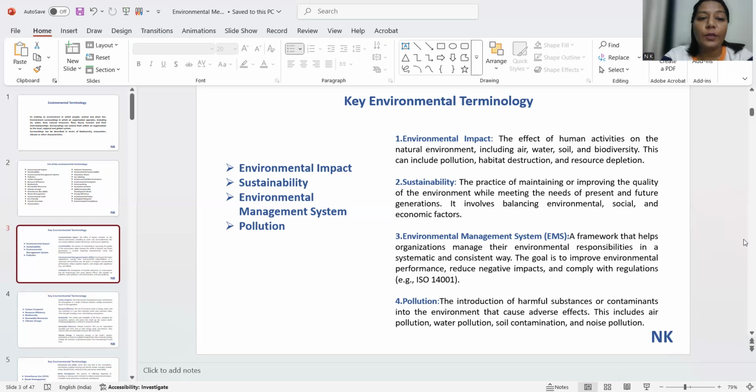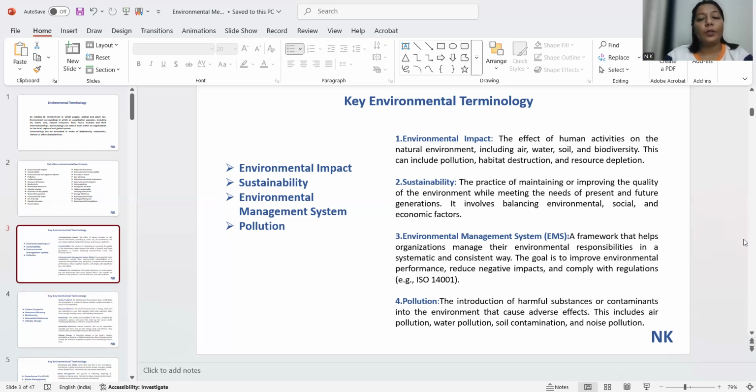And the next point is the environmental management system. The definition of this is that it's a framework that helps organizations manage their environmental responsibilities in a systematic and consistent way. The goal is to improve environmental performance, reduce negative impacts, and comply with regulations, for example ISO 14000.